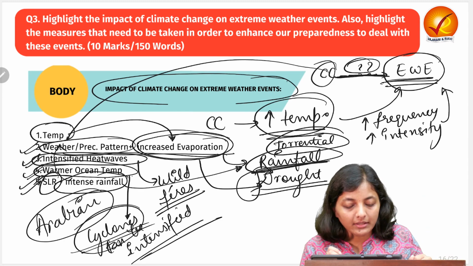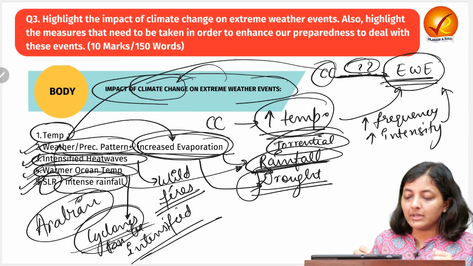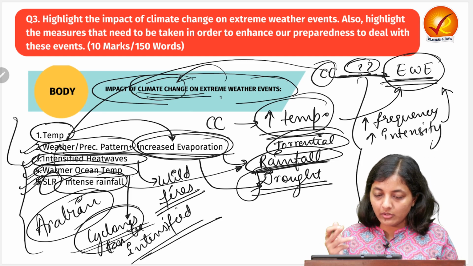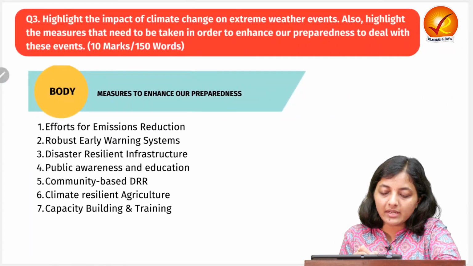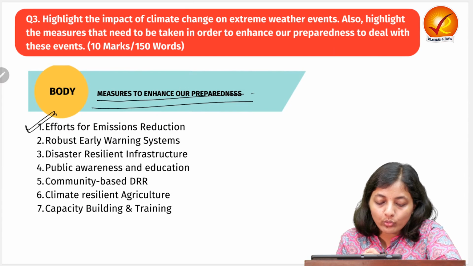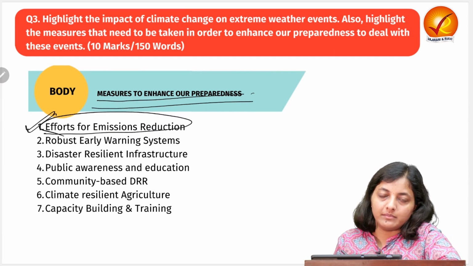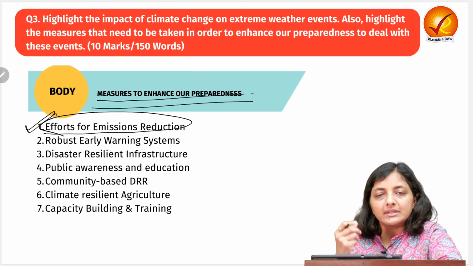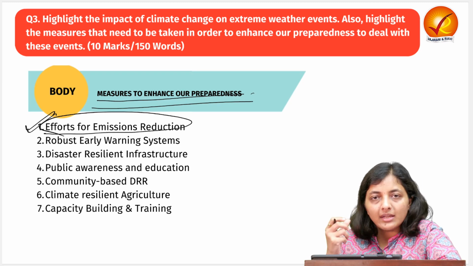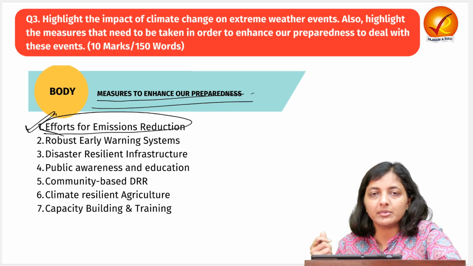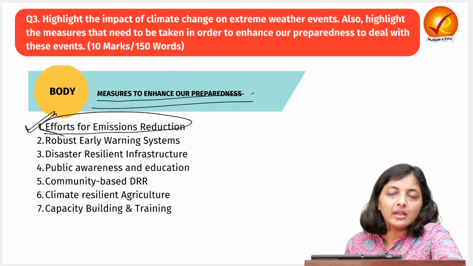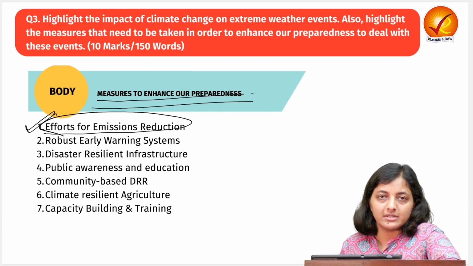So this is the first part, how climate change is impacting extreme weather events. This completes the body of the first part. Now we come to the second part, measures to enhance our preparedness. The very first is that we have to make efforts for emission reduction, because we all know that this is human-induced climate change. So we have to follow practices which are sustainable for the environment, which should not go against our national action plan to reduce carbon emissions.